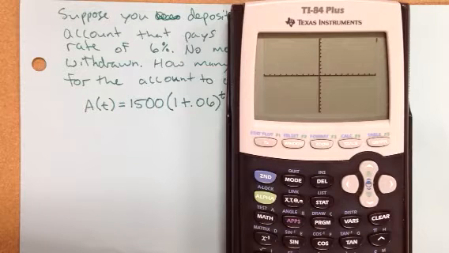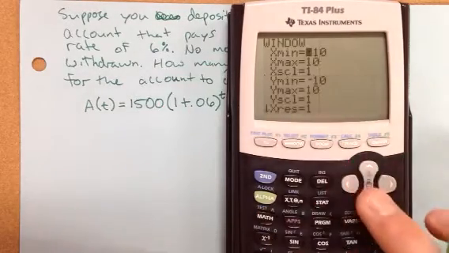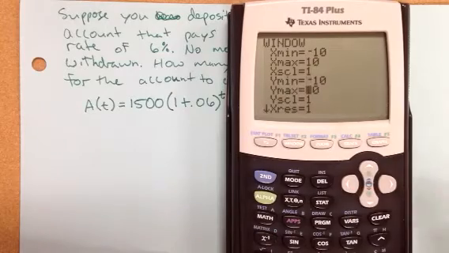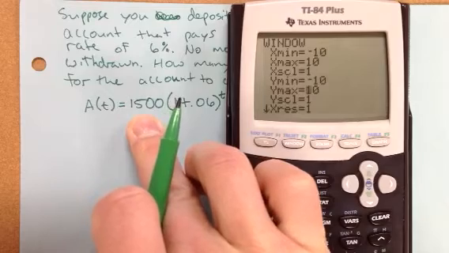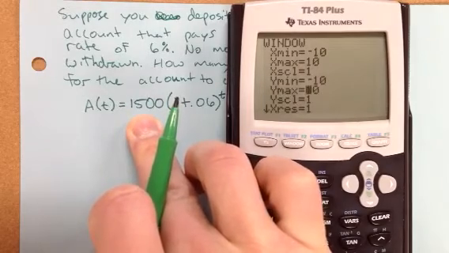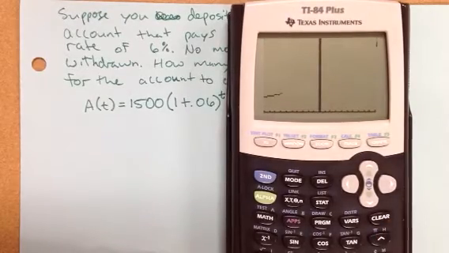So I'm not seeing anything right now. Well, why is that? Well, let's change our window here. I'm going to go to my window, and I'm going to change my y max. I'm starting at $1,500, and y is my money. Let's just make it 4,000. That's my goal. That's what I'm going for. So let's graph that now and see if I start to see something.